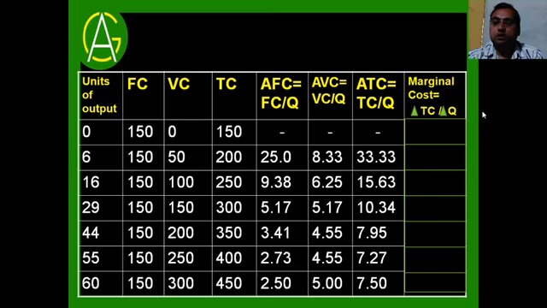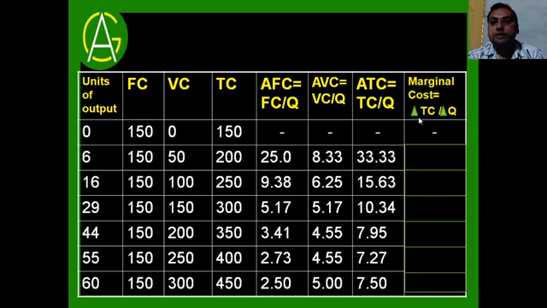Then comes marginal cost. As you know, marginal cost is the cost of producing one additional unit. Now in order to find out the cost of producing one additional unit, the formula is delta TC, that is change in total cost, upon delta Q, that is change in quantity. Delta total cost upon delta quantity. So from that formula we can find out the marginal cost. At first 0, this is a dash.